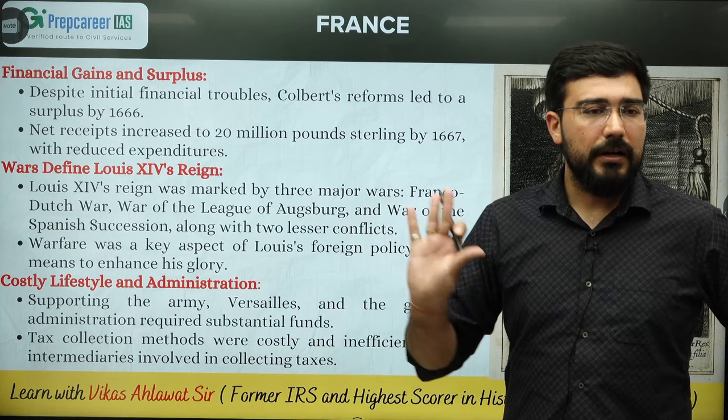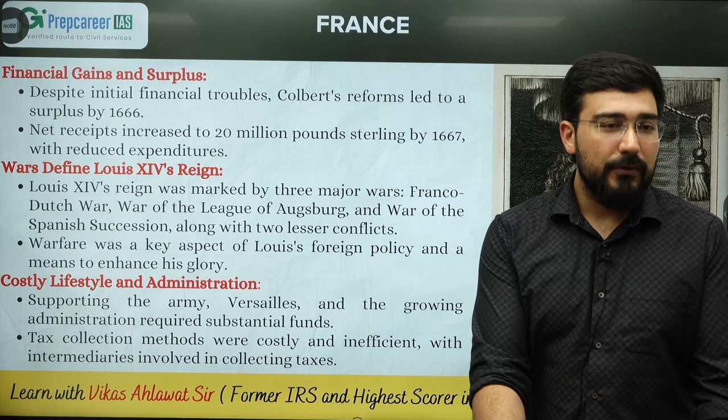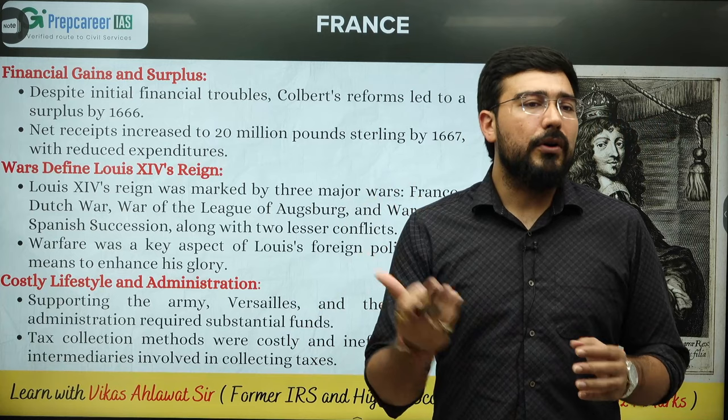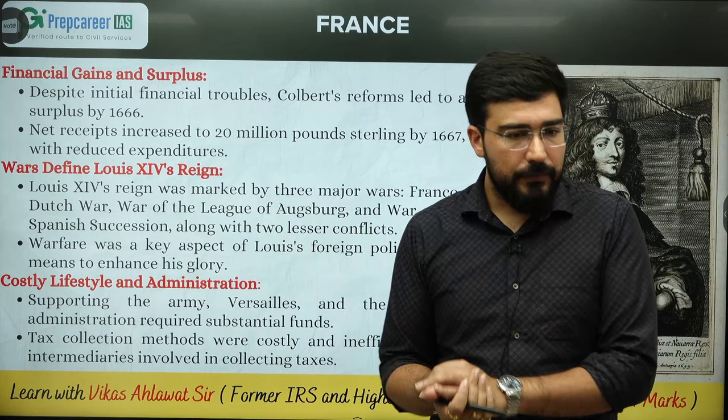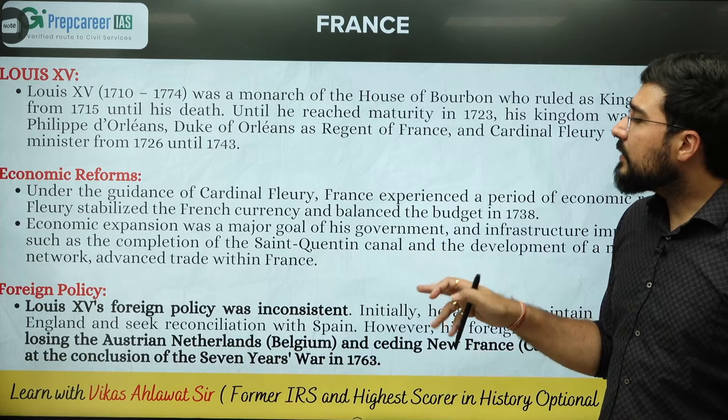Okay? Finally comes the costly lifestyle and administration. As I've already told you, in the palace of Versailles, there used to be 20,000 people, always in service from morning till evening. That was the problem, and even the tax collection methods were very costly. They had a system of tax contractors, like we have a system of revenue farming or ijaradari. France had built something similar. It was not an efficient system, so there were lots of leakages in tax collection. Because of these factors, France kept on suffering on the fiscal front.